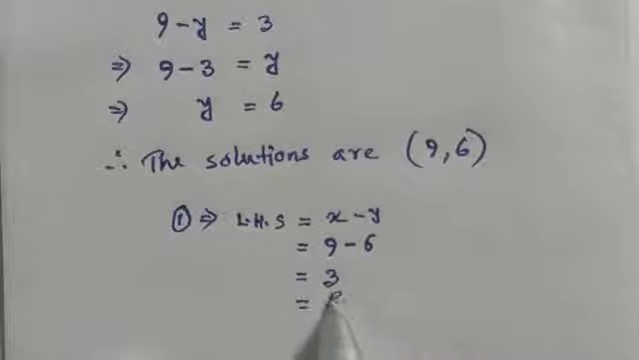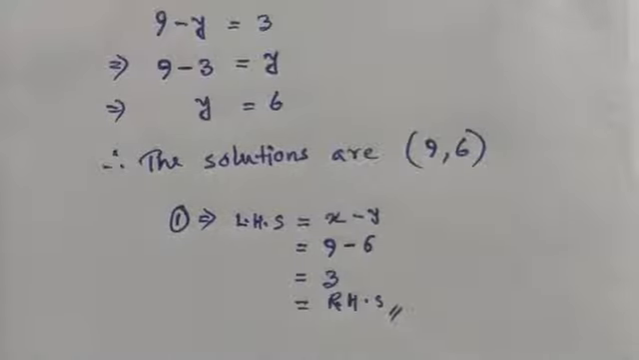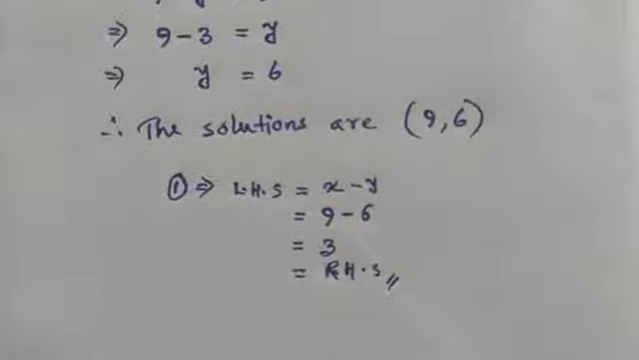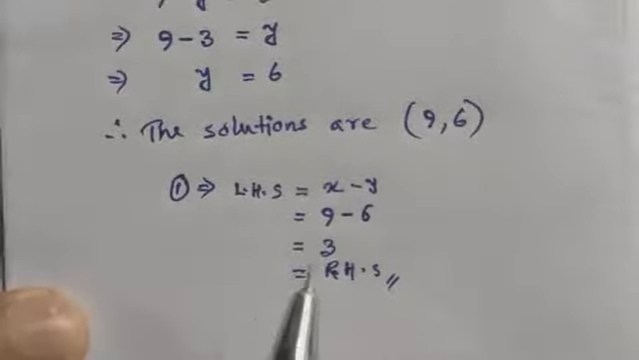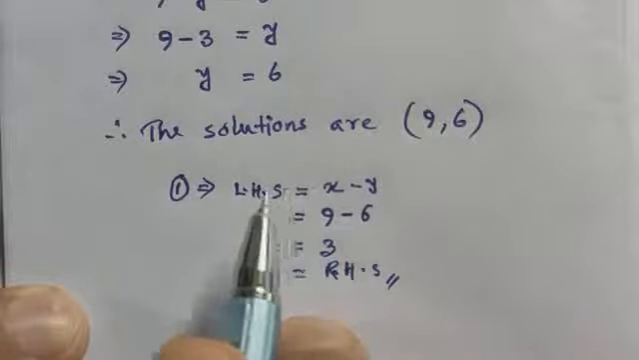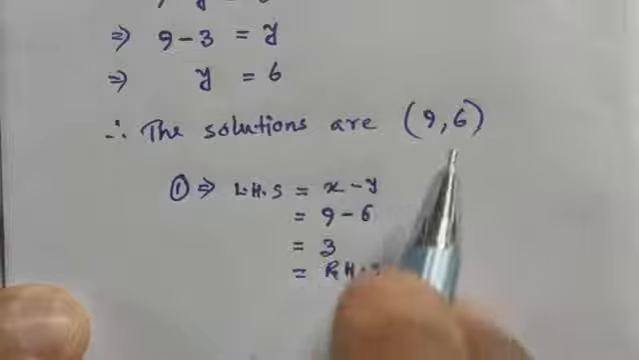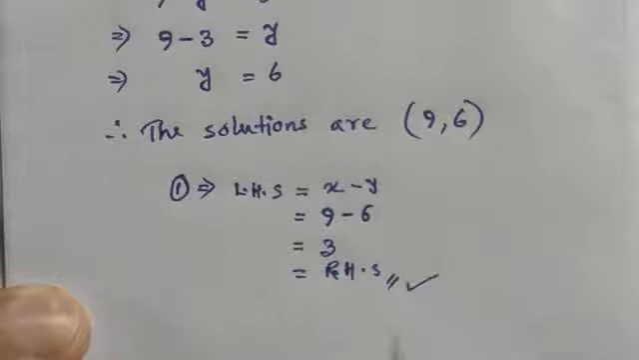Okay, that is the right hand side part of the equation. So this way we are solving and verifying, and we come to know that our solution is correct, because after substituting the values of x and y in the left hand side part of the equation, we obtain the right hand side part. Okay, that means our solution is correct.